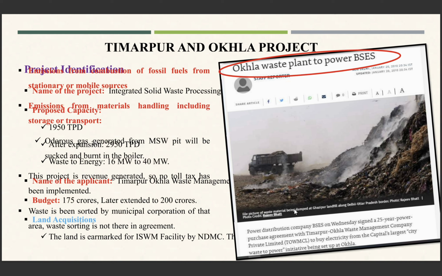So there are some case studies, like this one from the Timarpur and Okhla project. So this is the landfill. We can see there is a lot of gases coming out from the landfill. The budget for this project was 175 crores, which was exceeded, and the waste is being shorted by the municipal corporation.